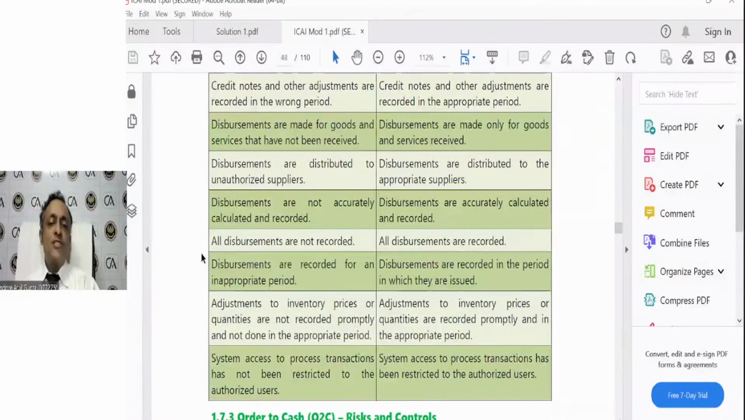Accounting issue. System access to properly process transactions has not been restricted. Configuration issue. Access issue. So this is the first part, procure to pay. We did it intentionally in detail. I put many questions. Let us see how you have answered.